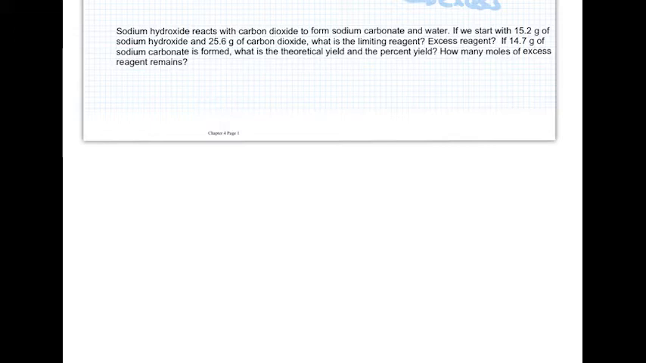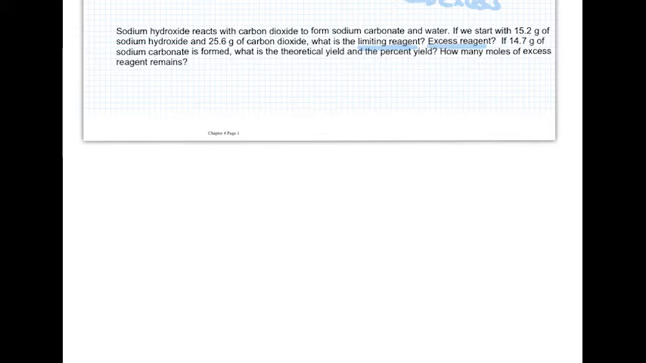Sodium hydroxide reacts with carbon dioxide to form sodium carbonate in water. If we start with 15.2 grams of sodium hydroxide and 25.6 grams of carbon dioxide, what is the limiting reagent? That's one thing we're looking for. What is the excess reagent? In other words, identify which one's which.